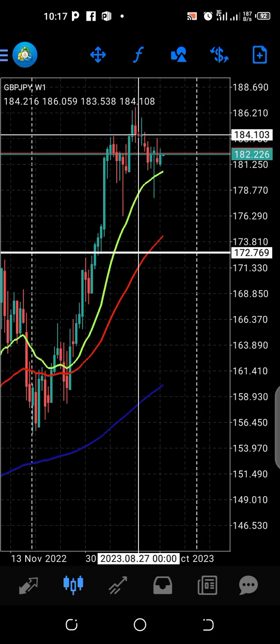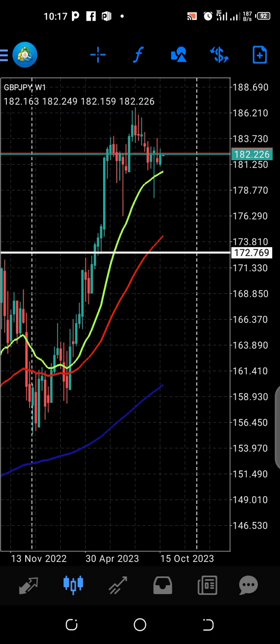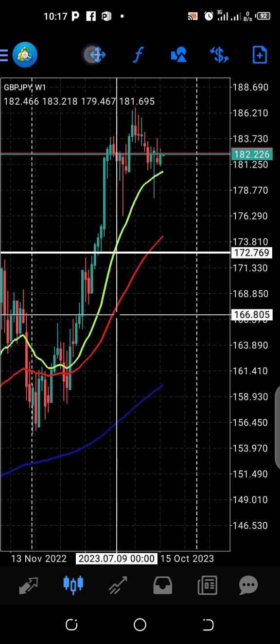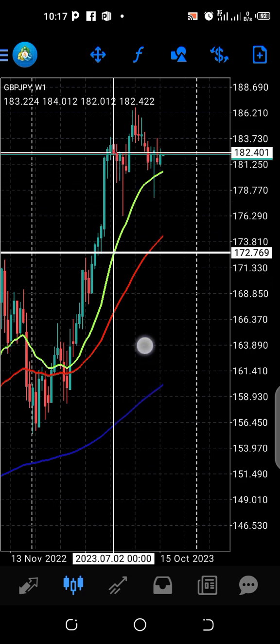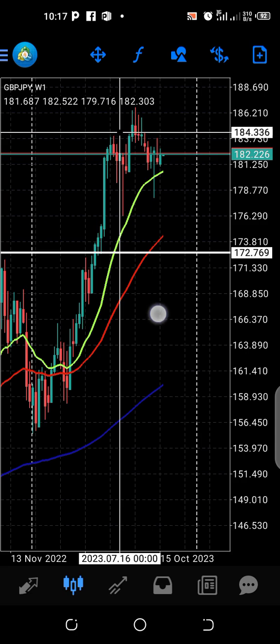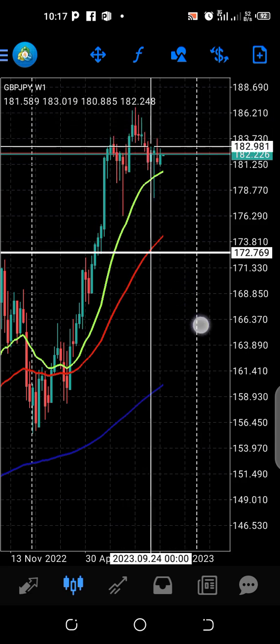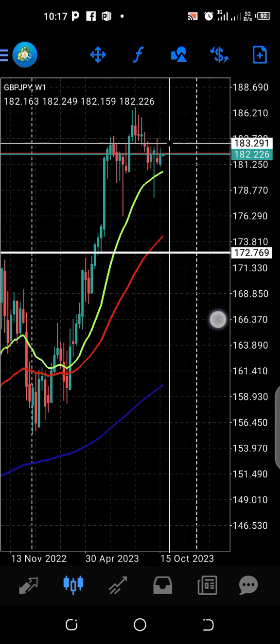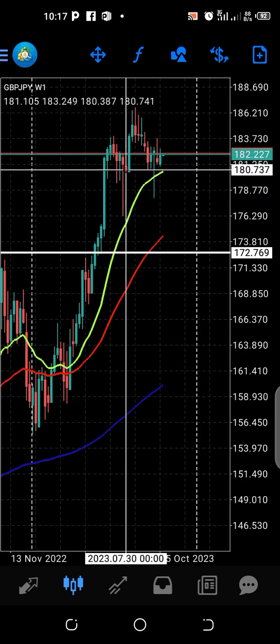So the market is going to rumble on the GBP JPY before whatever might happen, because I think it's forming a head and shoulders. This shoulder has been formed, and this is the head, and it might want to form the other shoulder completely before whatever might happen.